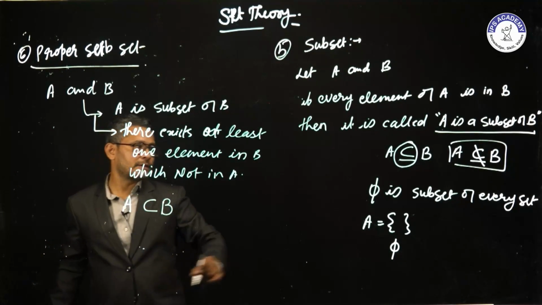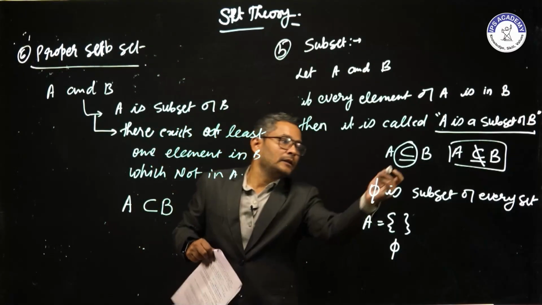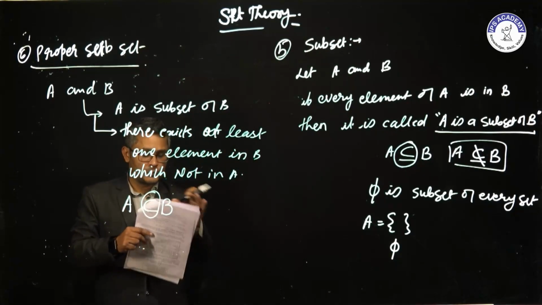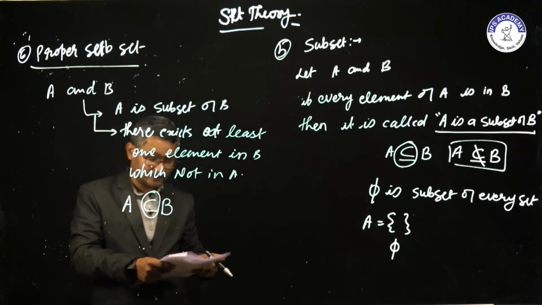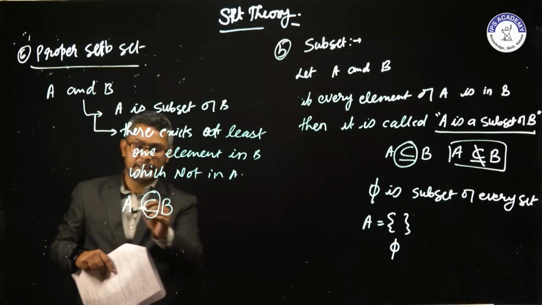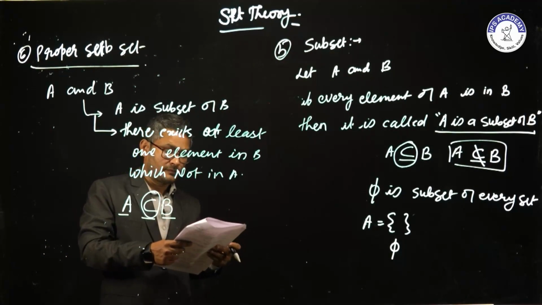By the notation you can write A is a proper subset of B. So this sign is for proper subset and this sign is for subset. Just note it down, like this is the subset and this is the proper subset. Don't confuse between subset and proper subset. So read A is a proper subset of B.